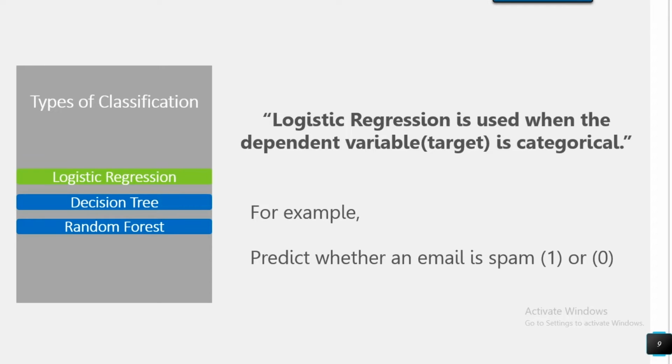Logistic regression is used when the dependent variable is categorical. I hope you understand what a categorical variable is, whether the variable is yes or no, true or false, 0 or 1, or binary. That is the case for logistic regression. For example, if you want to find out whether an email that is coming in is spam or not, for spam it is yes or no.